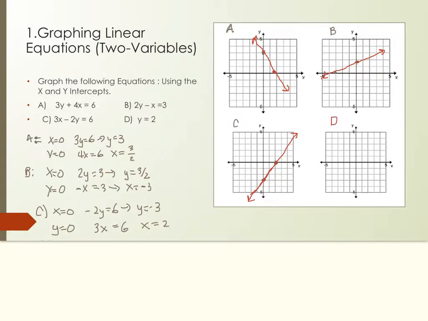And finally, number D. So D is not, we only have a line at what? Regardless of what x is, y is at 2. So this line is horizontal, and it's just going in this direction.